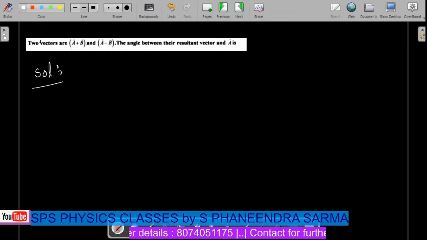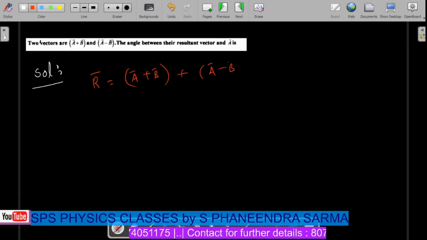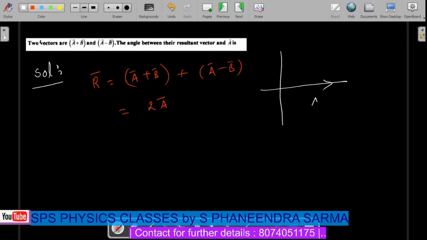In the given problem, we have the resultant vector R bar is equal to the first vector, a bar plus b bar, together with a bar minus b bar, which is equal to 2a bar. Now in the coordinate system, imagine that this is the a bar vector which is along the x-axis. No problem at all, you can imagine any direction. Okay. Now we need 2a bar.